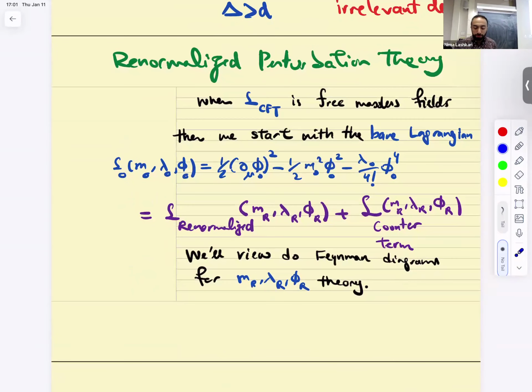All right, so renormalized perturbation theory. Again, I'm going to try to start a little bit higher level and then get to the calculation. So our L CFT is free massless fields. We start with a bare Lagrangian, so I'm going to write it this way: L0 of m0, lambda 0, phi 0 is this Lagrangian. It's a lambda phi 4. Good.